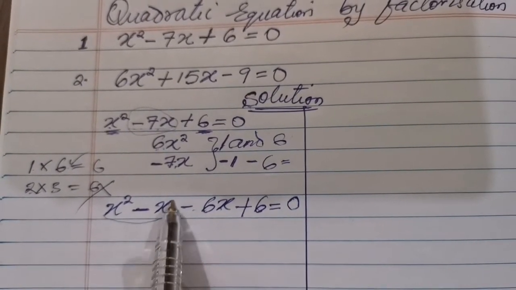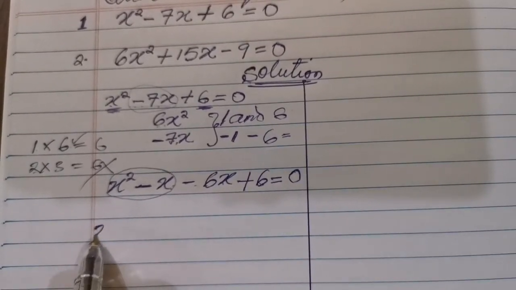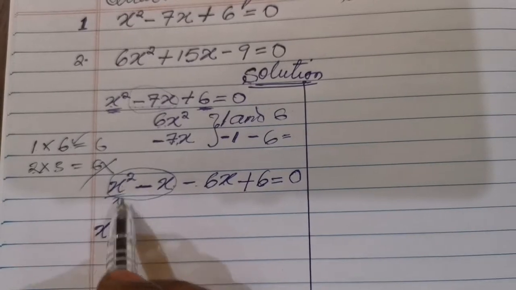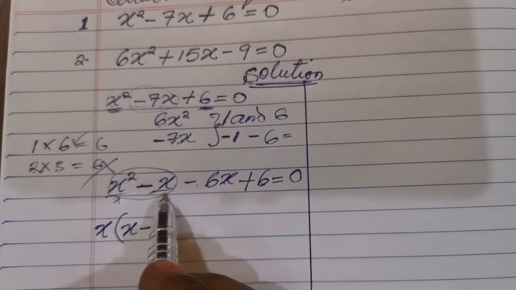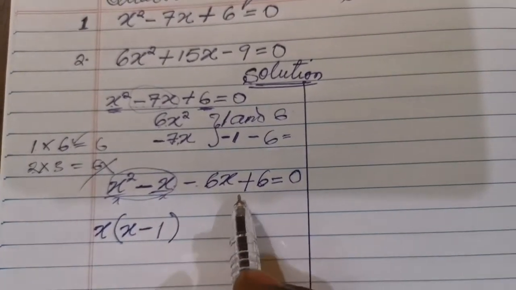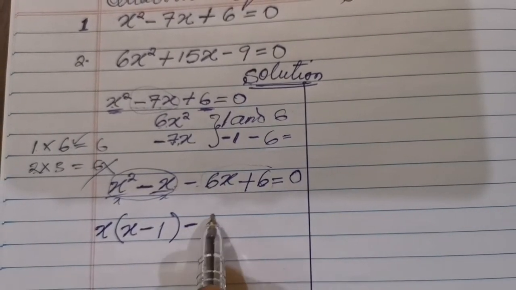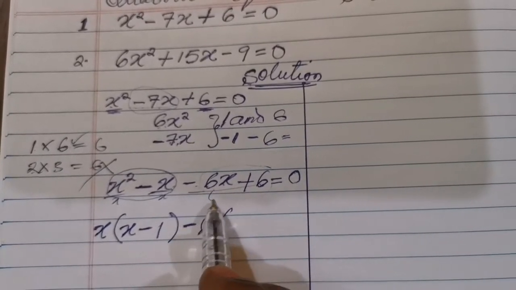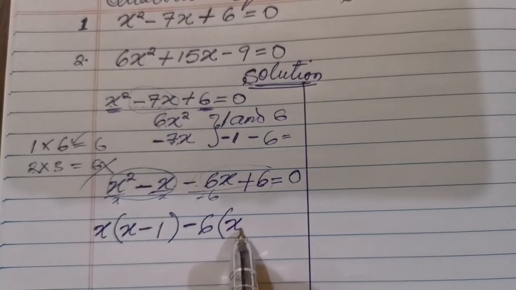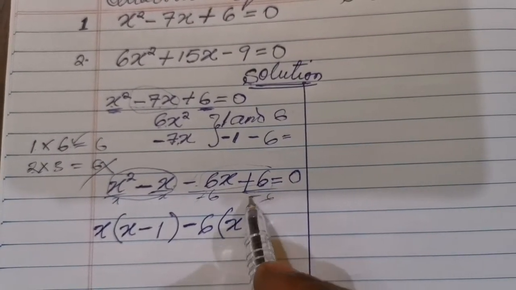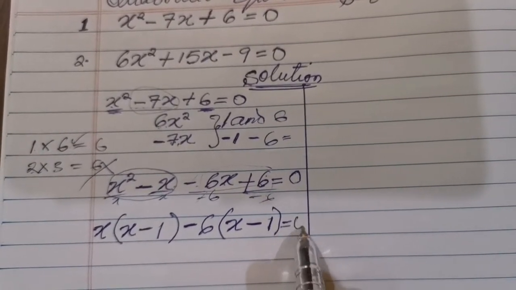Now look at these two pairs of terms. What can we factor out? If I factor out x, x divided by x we have x left, and minus x divided by x gives minus 1. Now look at the other pair. If I factor out minus 6, which is common, minus 6x divided by minus 6 is left with x, and 6 divided by minus 6 is minus 1, equal to 0.